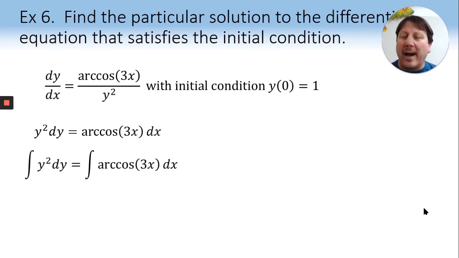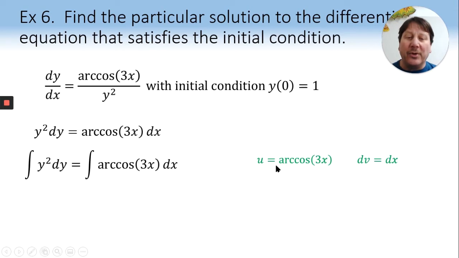And that is where the integration by parts comes in, not in how you solve it, but in the fact that we're going to have to do integration by parts to do the integral of arc cosine of 3x. So u will be the arc cosine of 3x, because I know how to do the derivative of it. I don't remember what the antiderivative is, so it's going to have to be the u part, and then dv will just be the dx.